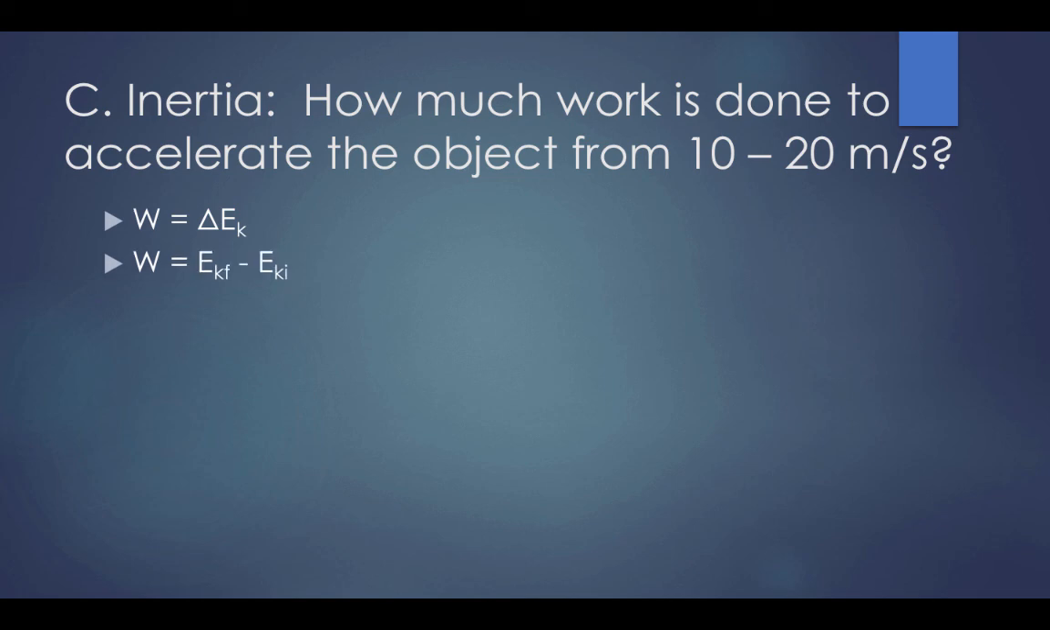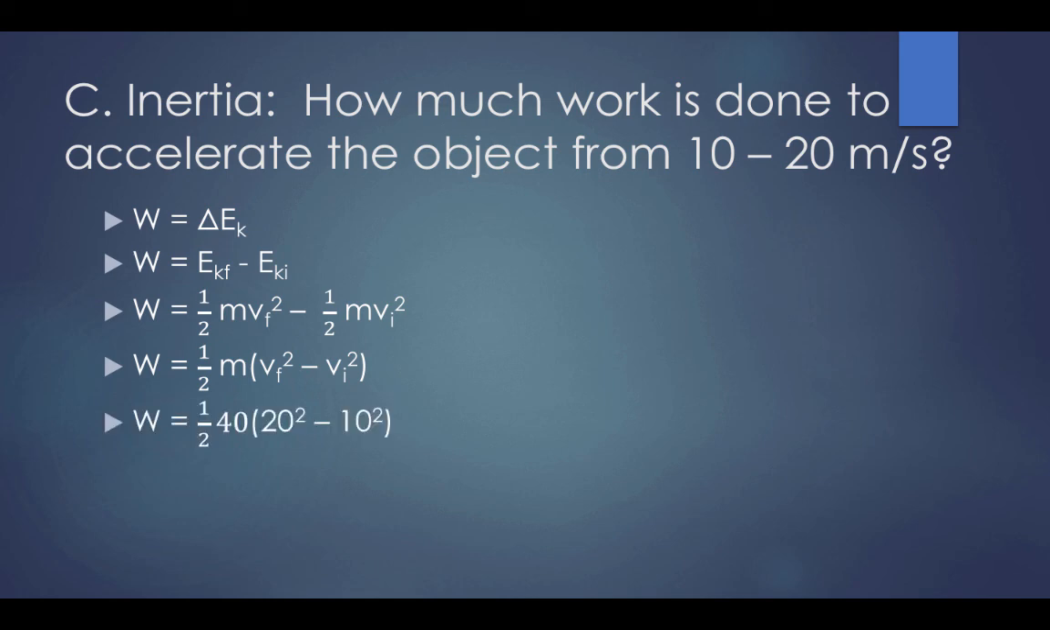So work is final kinetic energy minus initial kinetic energy. Work is half mass times final velocity squared minus half mass times initial velocity squared. Factoring half mass, it is half mass times final velocity squared minus initial velocity squared. Work equals half 40 times 20 squared minus 10 squared. Work is 20 times 400 minus 100. Work against inertia is 6,000 joules.